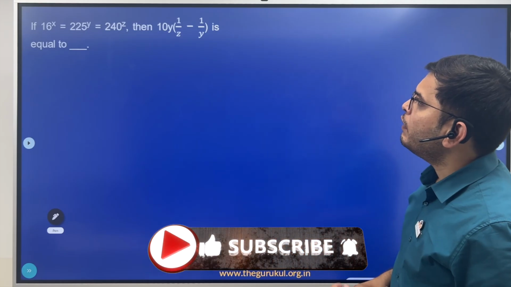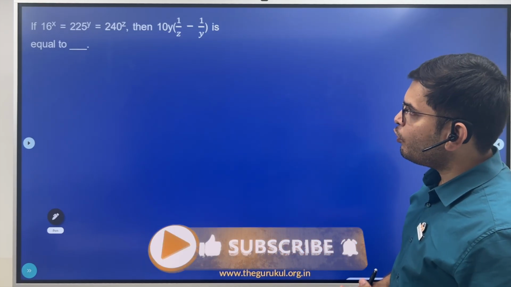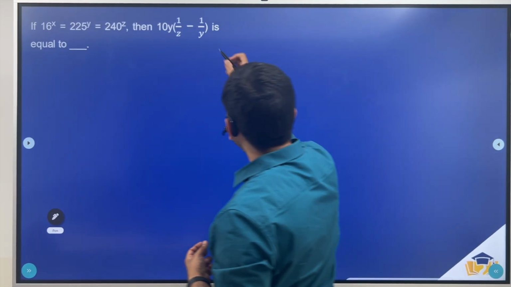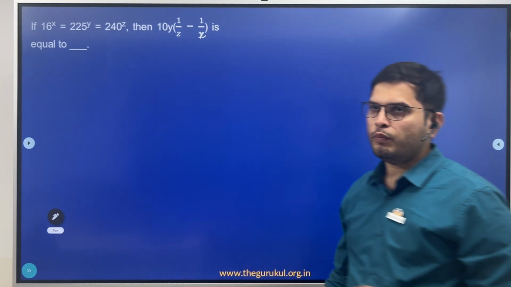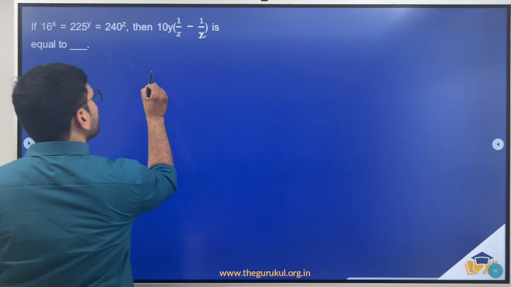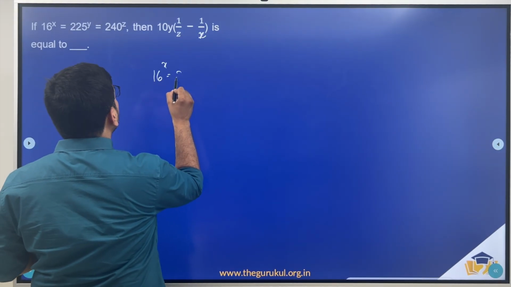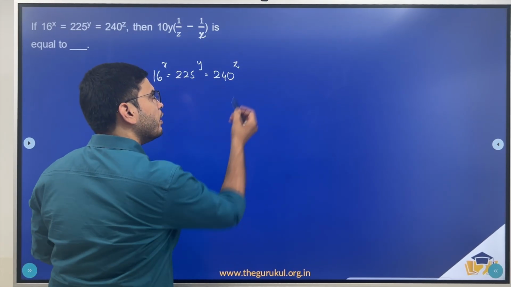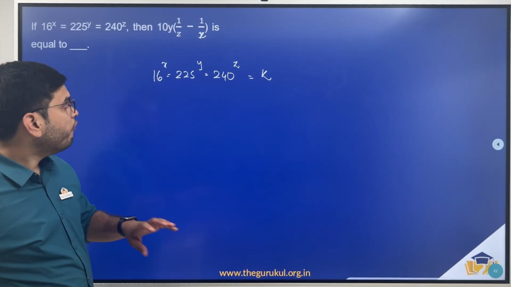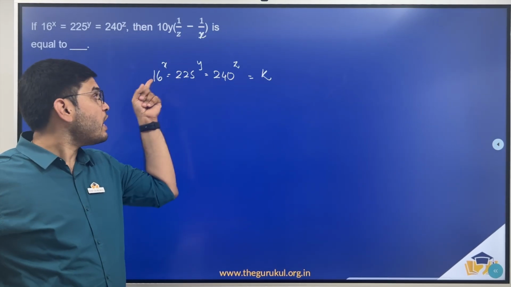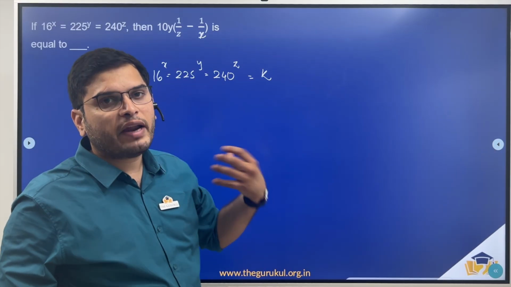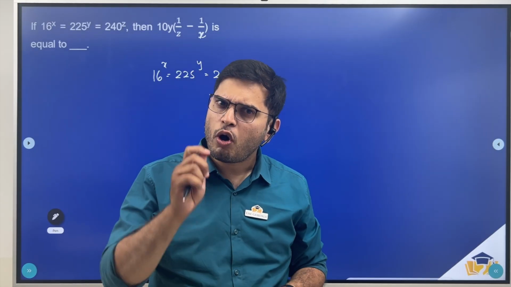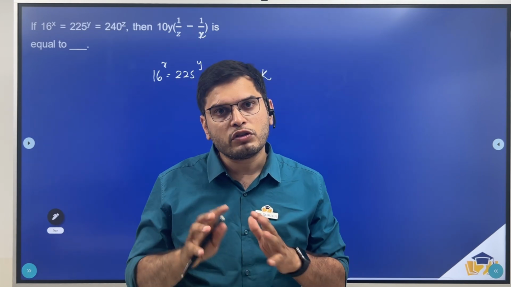Now coming to the last question, if 16 power x is equal to 225 power y is equal to 240 power z, then 10 into y into 1 by z minus 1 by x is equal to, right? So we have 16 power x is equal to 225 power y is equal to 240 power z. Right. Now let me consider this as k. And we are given an expression in terms of y, z and x, which are in powers here. So whenever we are asked to find the value of powers, or when the values of powers have been used to form an expression, always apply log. Right. So this is an indirect question from logarithms.